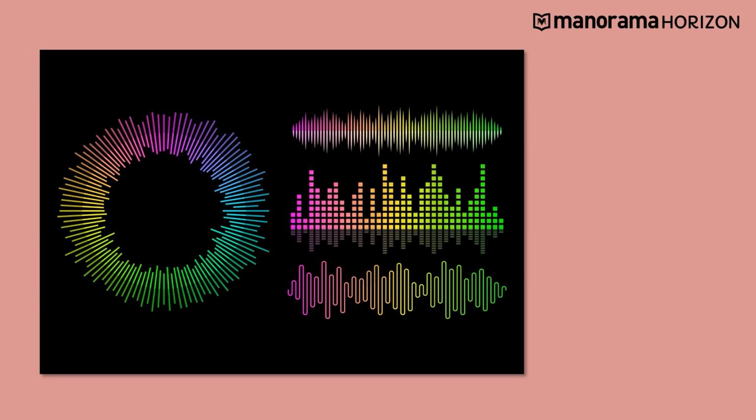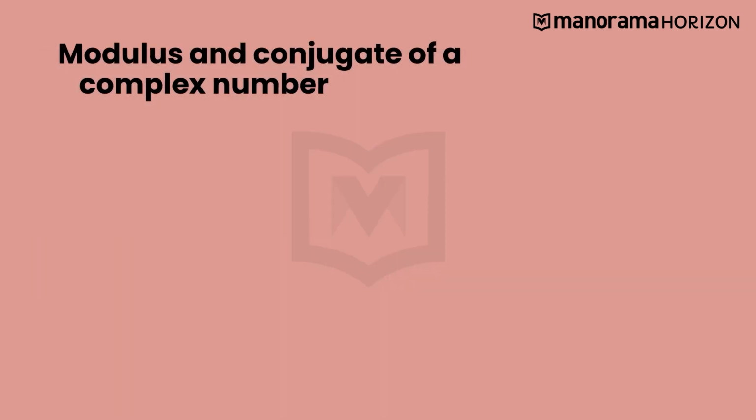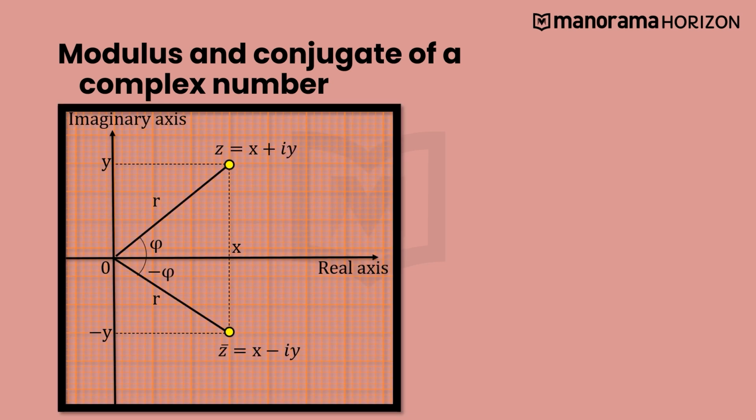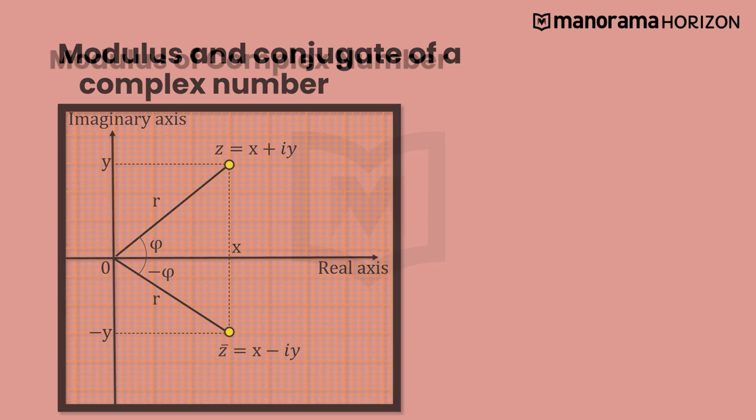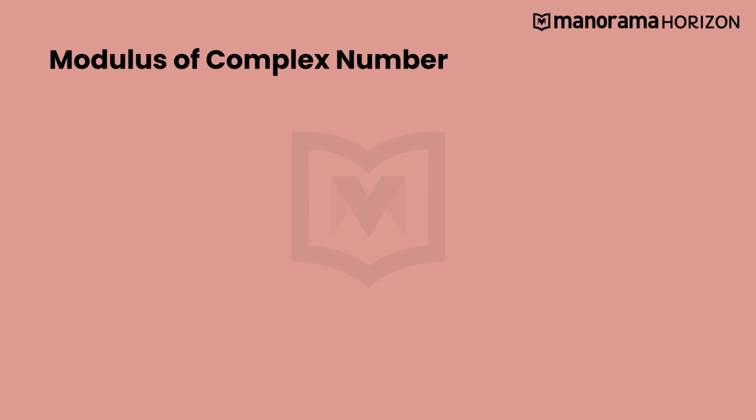We will indulge in discussing how to find the modulus and conjugate of a complex number. Modulus and conjugate of a complex number. The modulus of a complex number gives the distance of the complex number from the origin in the Argand plane, while the conjugate of a complex number gives the reflection of the complex number about the real axis in the Argand plane. Before going further into detail, let's discuss the representation of a modulus of a complex number.